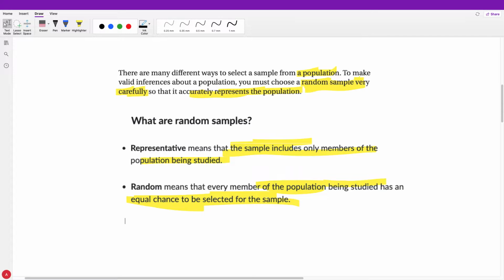So if I want to talk about people who like sports, I just need to randomly pick students. So it needs to be representative of the population, meaning that they need to be part of it, and then it needs to be random.